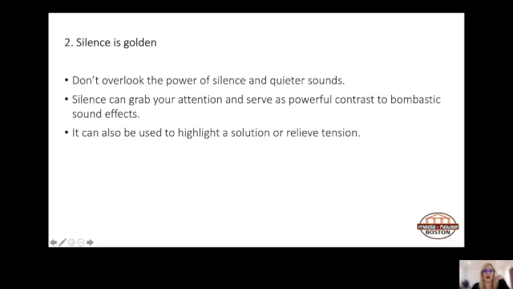Number 2 from Jeffrey Hedquist, silence is golden. Don't overlook the power of silence and quieter sounds. Silence can grab your attention and serve as a powerful contrast to bombastic sound effects. It can be used to highlight a solution or to relieve tension.